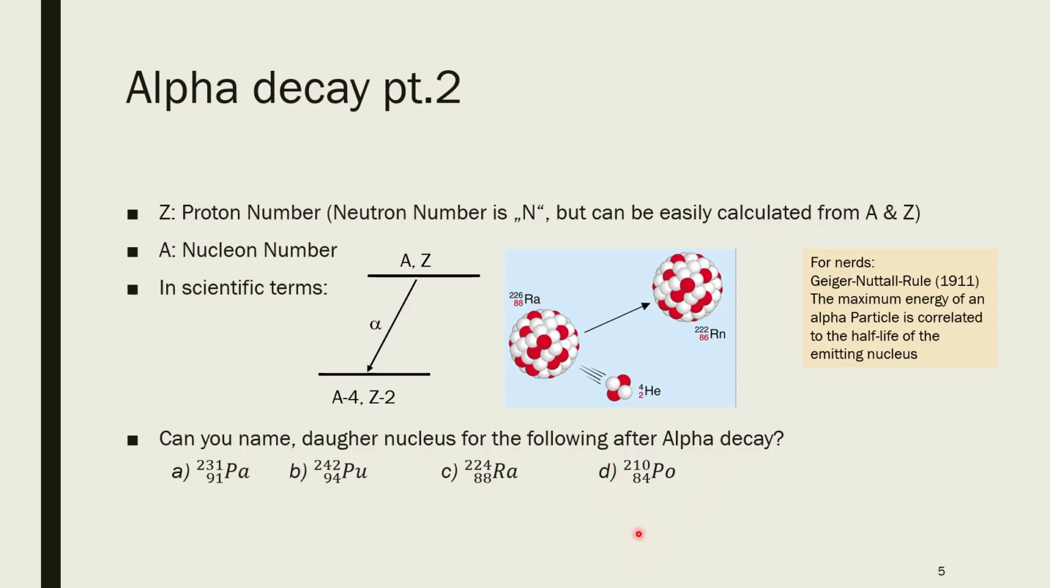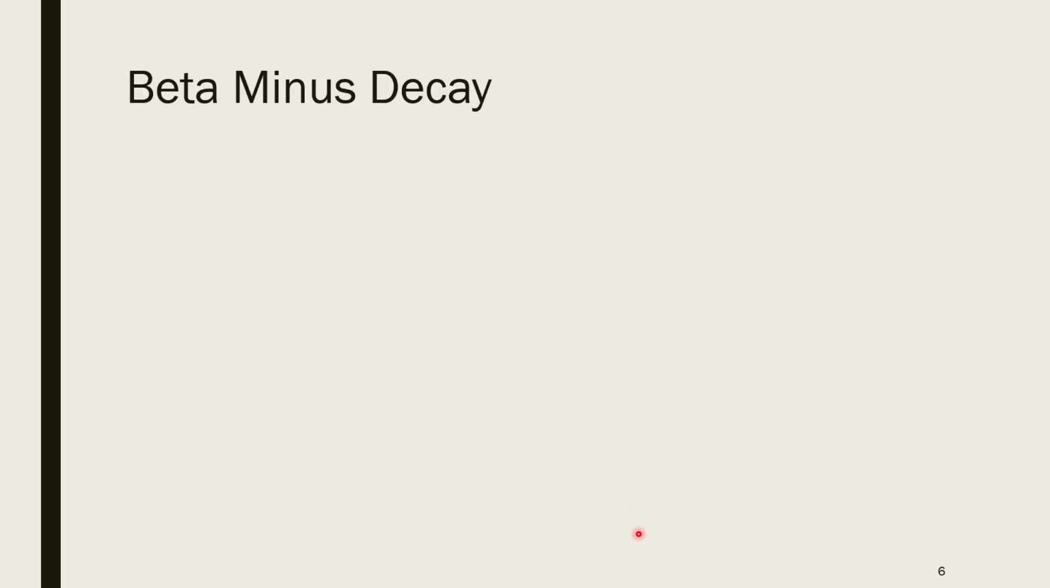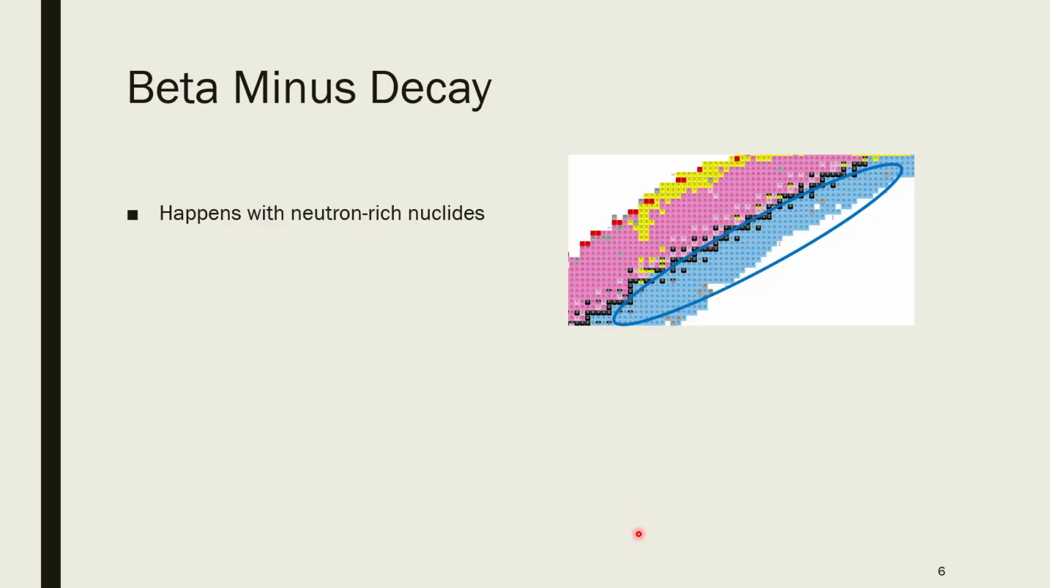Okay, let's start talking about the beta-minus decay. It happens with neutron-rich nuclei, so I've marked them here in the chart of nuclei in blue. And yeah, all blue tiles mean that you have a beta-minus emitter. And what happens during a beta-minus decay?